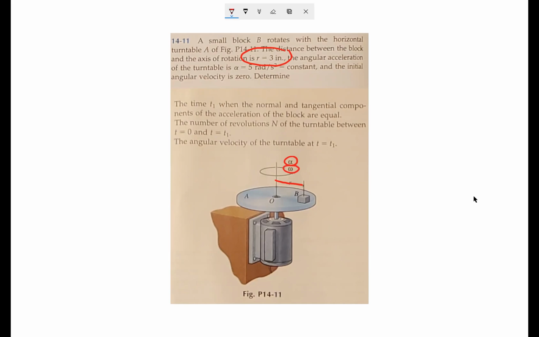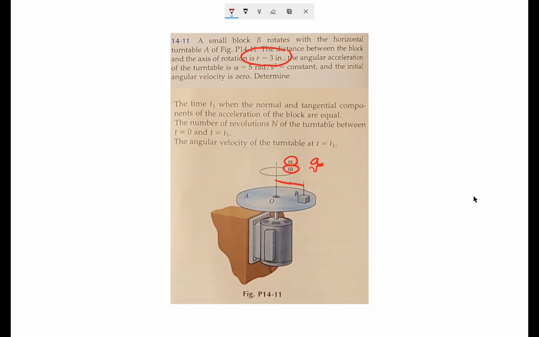Keep in mind that the alpha looks kind of like an A, but the a is a linear acceleration. For velocity, linear velocity is v, and angular velocity is omega. It's not w, it's omega. That's what I'll be calling it, so don't mix that up. When I say omega, I actually mean that little w-like symbol.